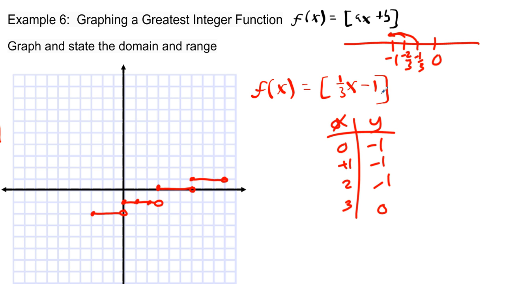If this was 1/4, then that would extend this by 4. And then this negative 1, whatever number this is, is going to move our line up and down. It's our vertical shift. It's the same kind of thing as with a linear function, and it's going to have that same kind of effect.